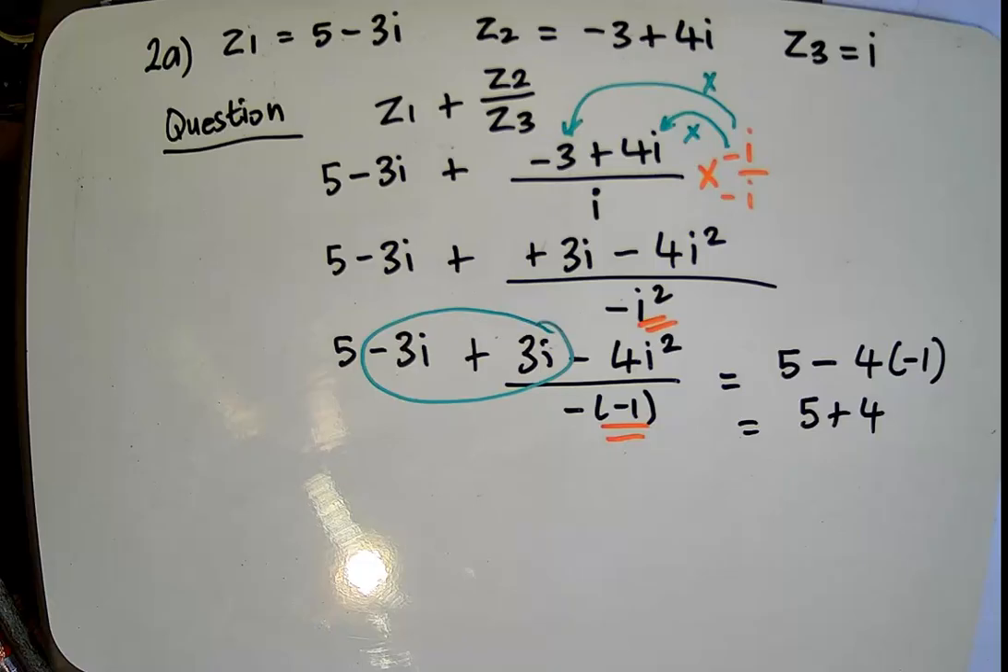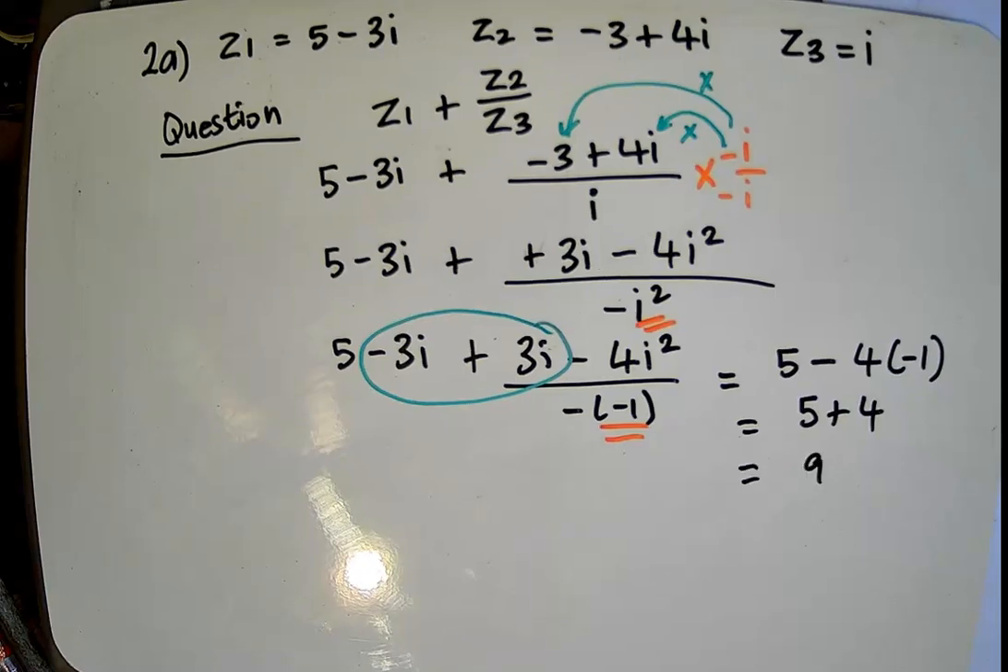Where we see i squared, we will place minus 1. 5 minus 4 times minus 1 will give us a plus 4 at the end. So this will give us 9. But to write the answer in rectangular form, we'll have to say plus 0i.